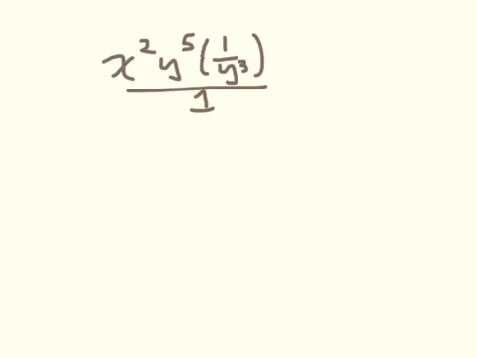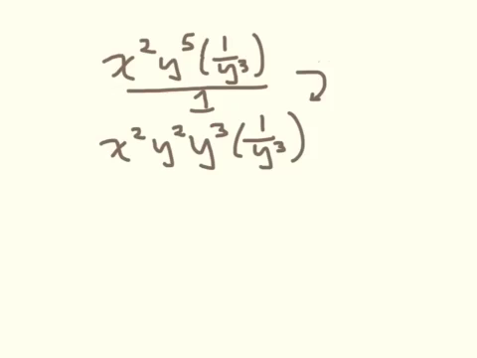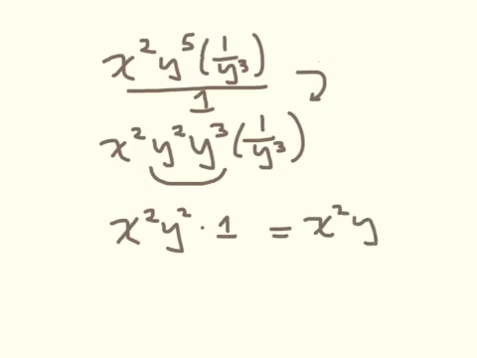We can simplify that result a little more by rewriting it and then doing some use of inverses. Y to the 5th can be rewritten as y squared times y cubed, because the exponents would add to make y to the 5th. Why would I want to do that? That's because the y cubed and the 1 over y cubed are reciprocals of each other, and they will multiply out to be 1. So the answer will be x squared times y squared times 1, which we usually just write as x squared y squared.